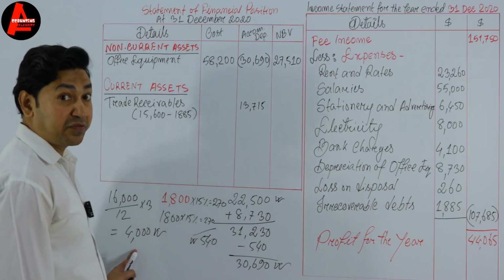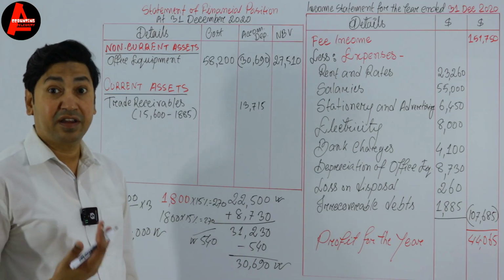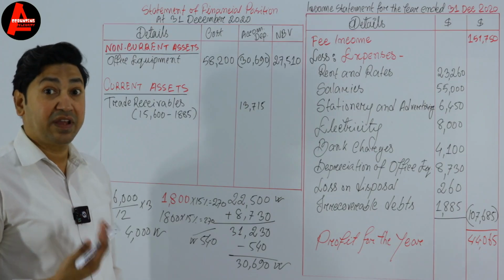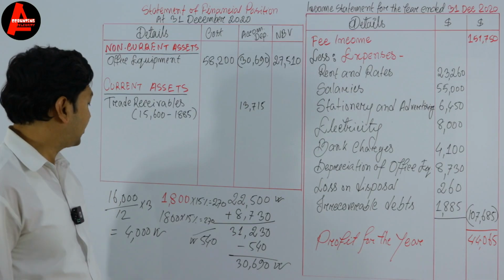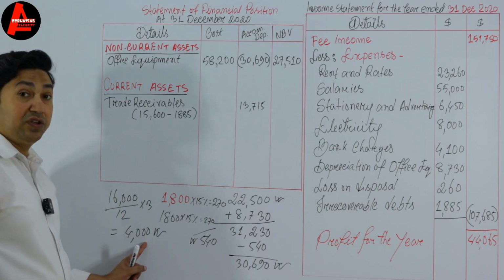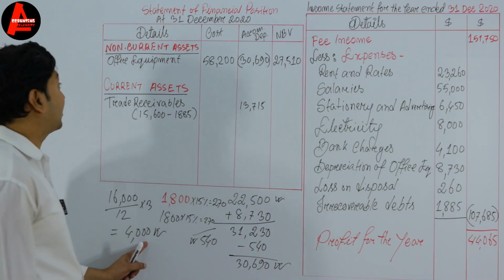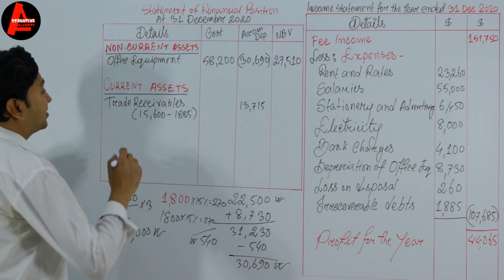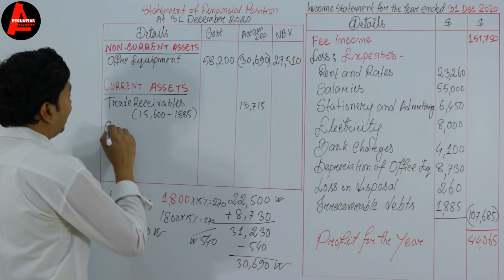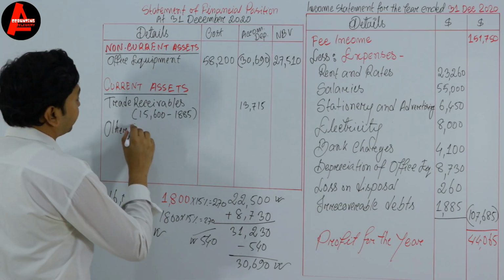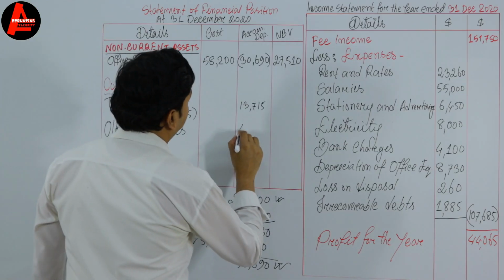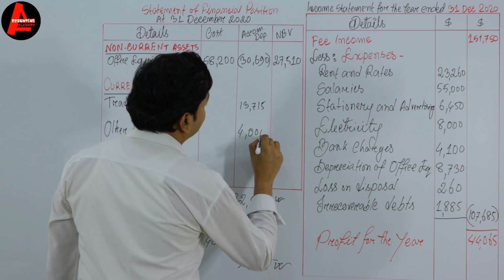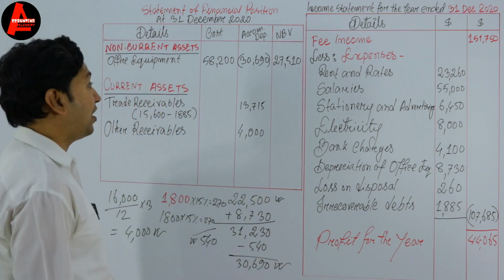So expense in advance will be current asset. Expense outstanding will be current liability. Okay, so it is advance. We will write as asset, current asset. Okay, what current asset? We will write here other receivables. So here it is $4,000.